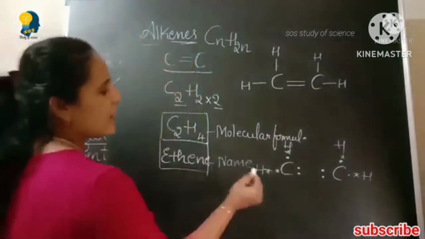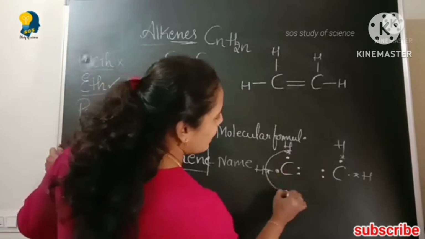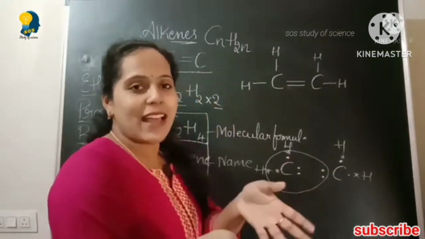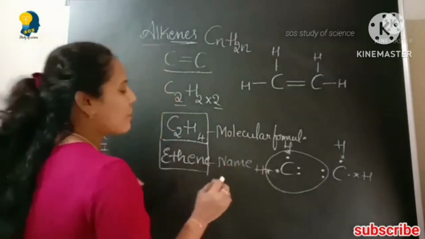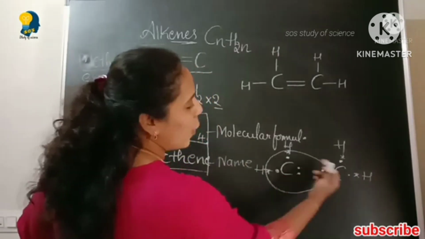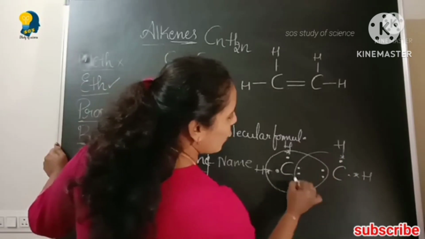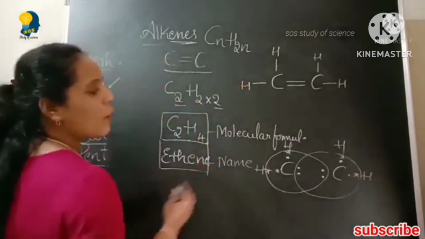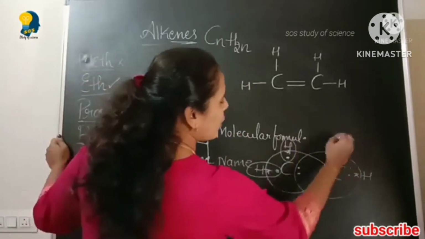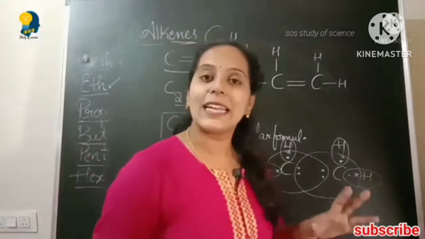Now you can check. See this carbon: 1, 2, 3, 4, 5, 6, 7, 8. So this carbon is having 8 valence electrons. Now this carbon is having a feeling that it is satisfied. As it is sharing, these electrons are also related to the opposite carbon. So 1, 2, 3, 4, 5, 6, 7, 8. Totally here also it is 8. What about hydrogen? See, 2 electrons for hydrogen. So this is how we write the electron dot structure for ethene.